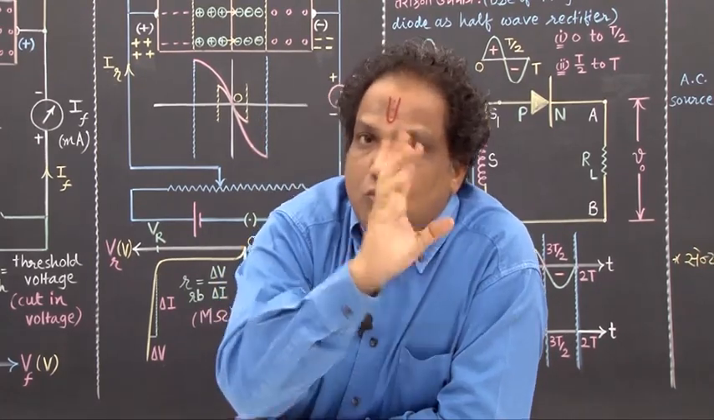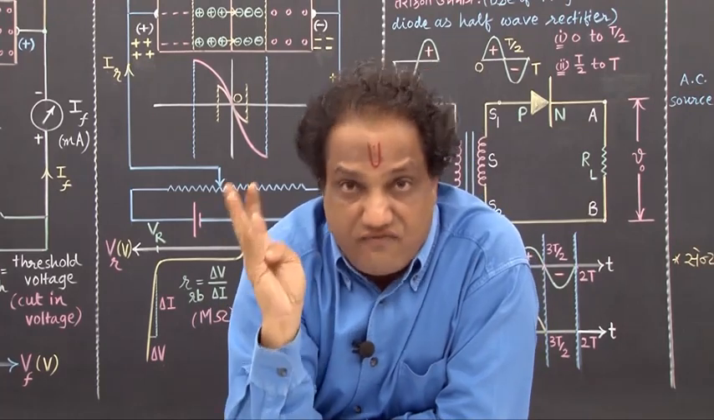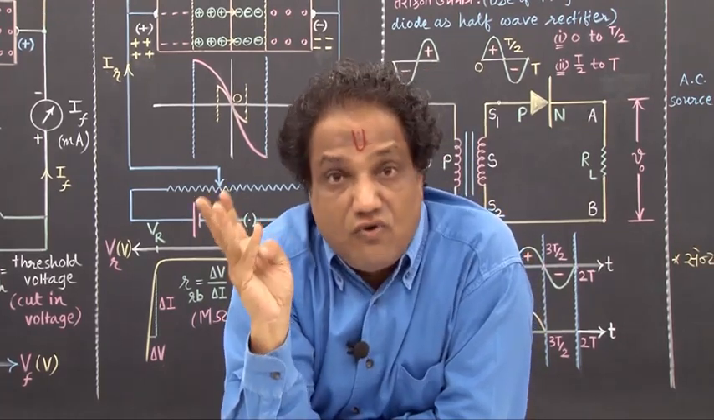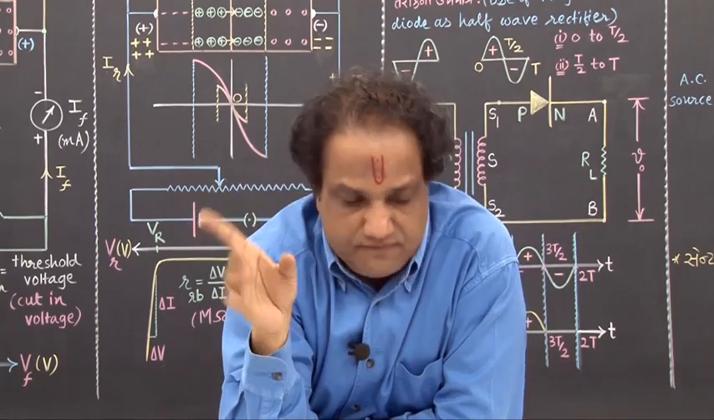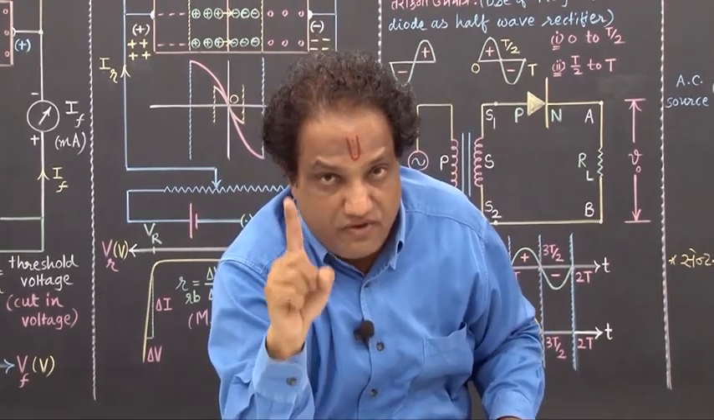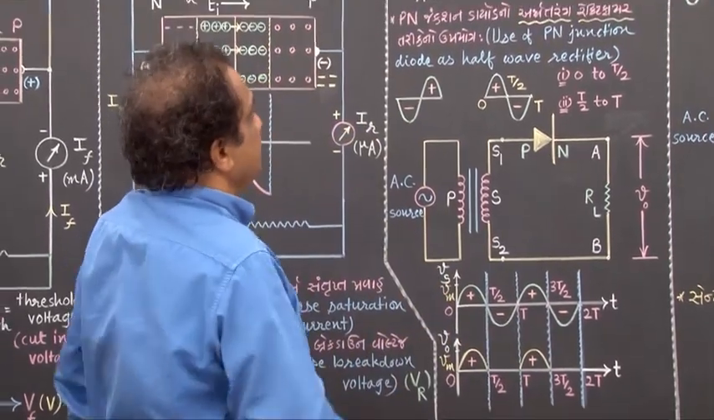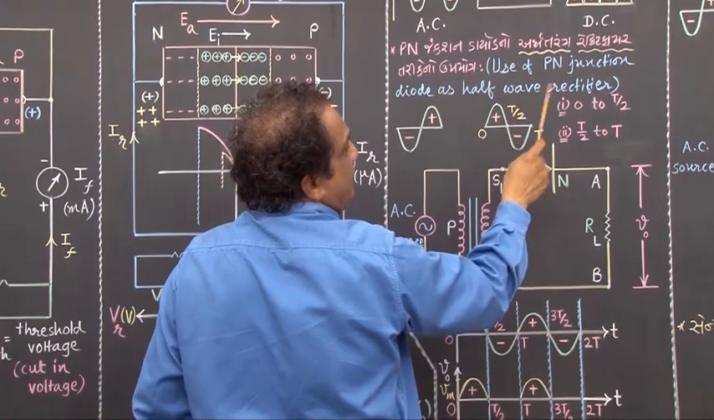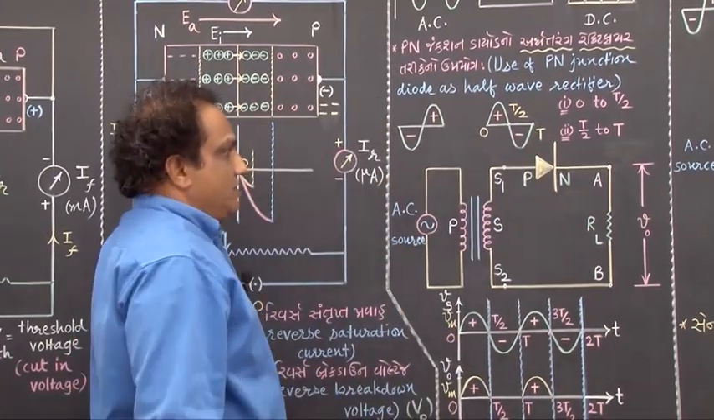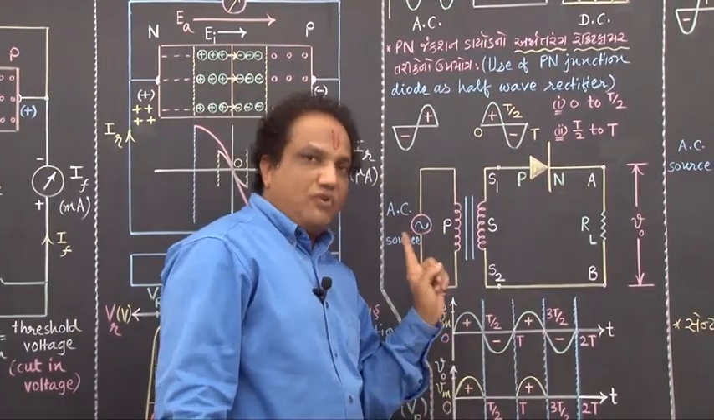There are two types of rectifiers. One is called half wave rectifier, another is called full wave rectifier. Let us see about them one by one. First of all, we take half wave rectifier. Here it is: use of PN junction diode as half wave rectifier. This is the necessary circuit diagram for that.